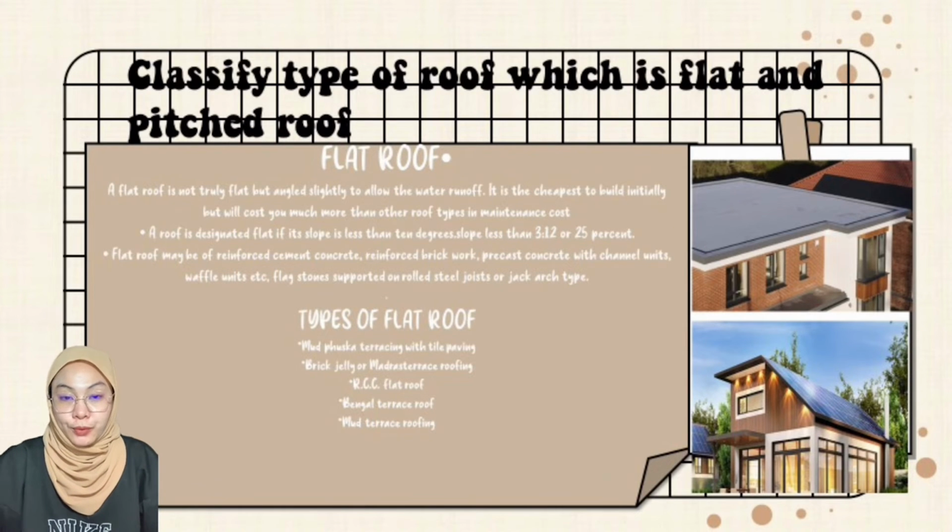Classification of types of roof: flat roof and pitched roof. A flat roof is not truly flat but slightly angled to allow the water to run off. It is the cheapest for the building exterior but will cost you much more than other roofs.